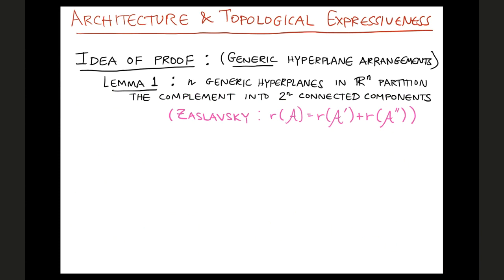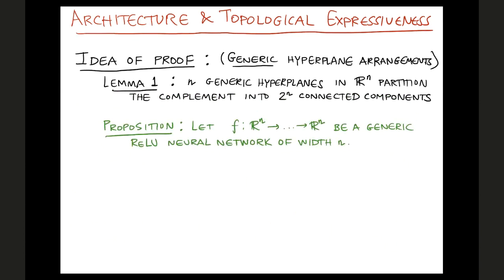Two hyperplanes in R2 generically look like an affine transformation of the coordinate hyperplanes, the x and y axes. And the same is true in higher dimensions. Okay, so this is the basic starting point.